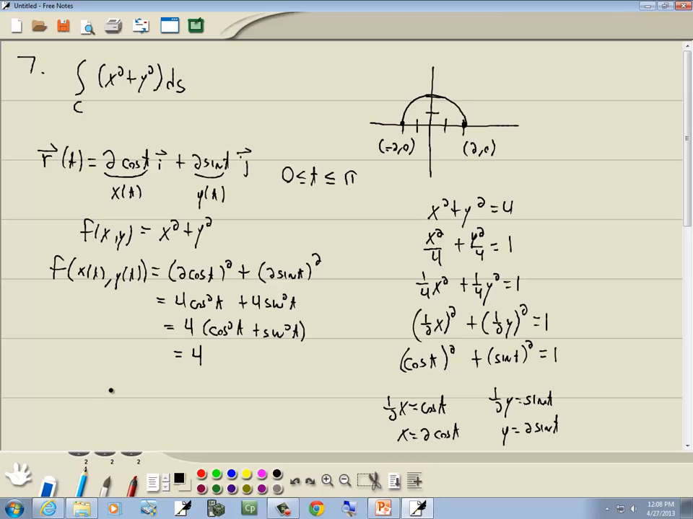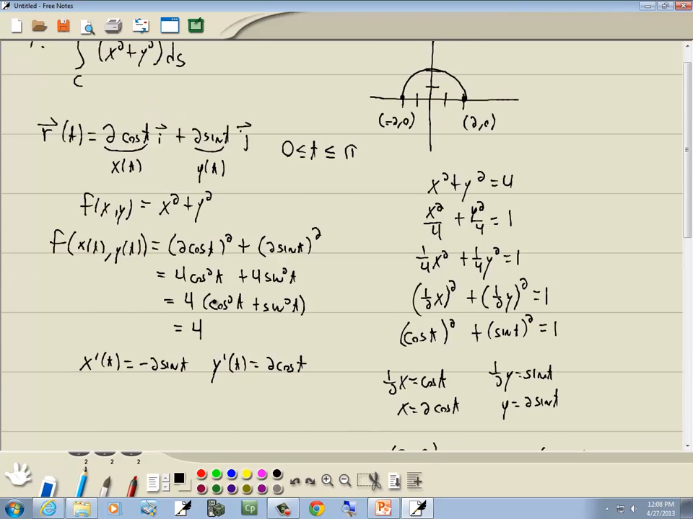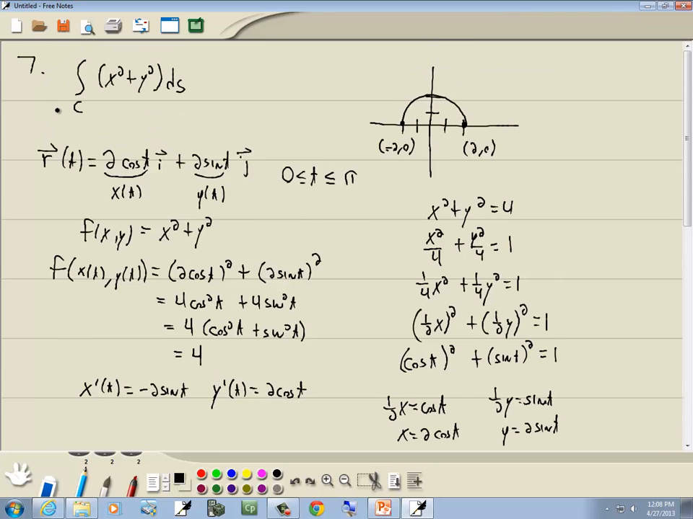Okay, well, we need x prime. The derivative of 2 cosine t is -2 sine t. And we also need y prime. The derivative of 2 sine t is 2 cosine t. Okay, so now we're ready to plug it into our formula. And in case you're wondering, the equals goes along with this one.